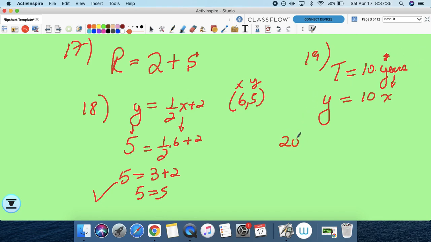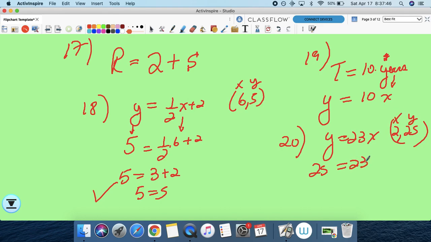All right. 20, last one. y equals 2/3 x. We're going to check the point 2, 5. Let's see if that's true. So y is 5. Remember, x, y, and then 2/3 times 2. 2/3 times 2 is 4/3, and this is definitely not equal to each other. Okay, so not that.